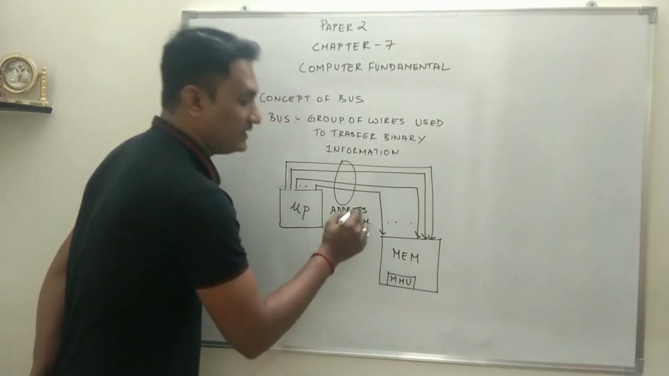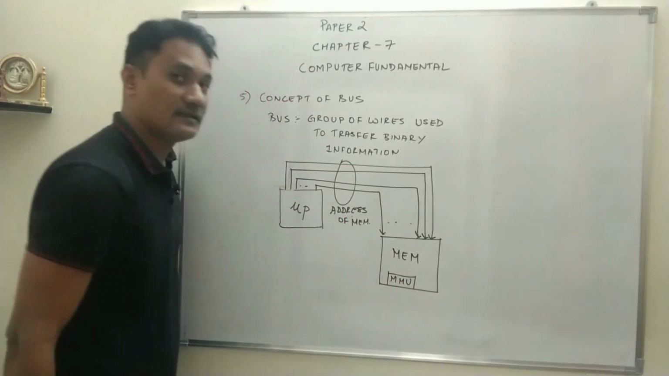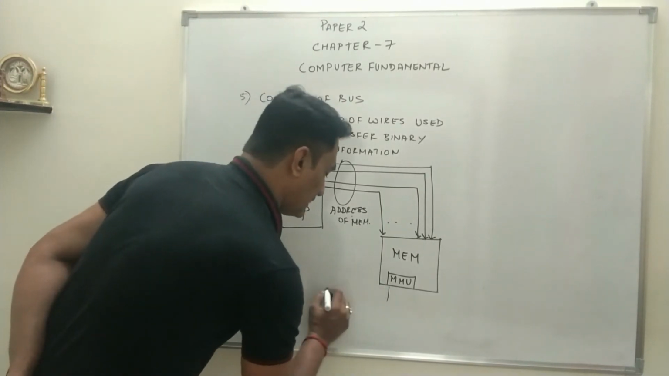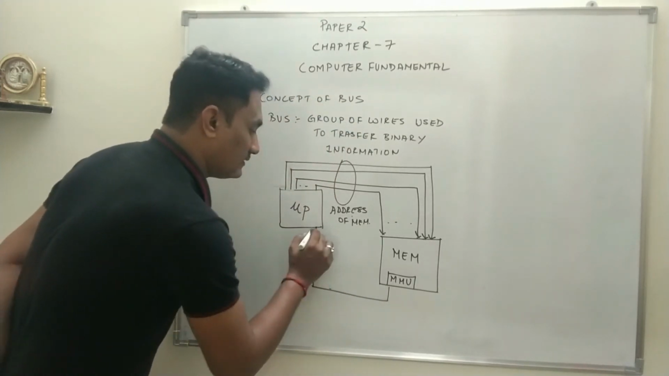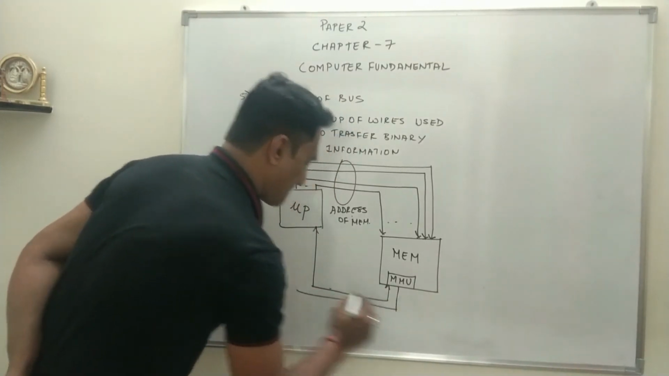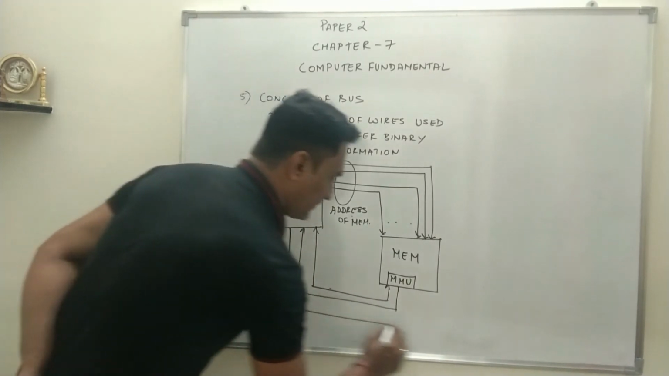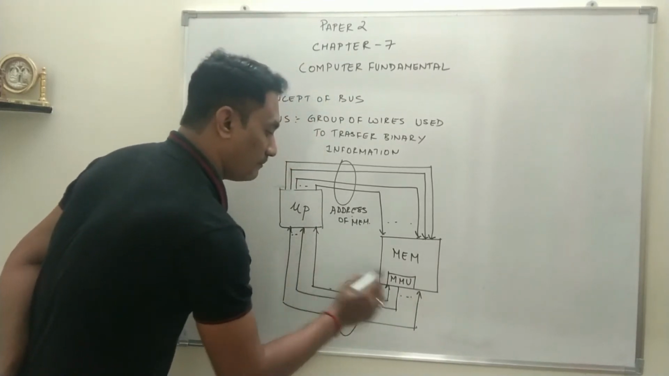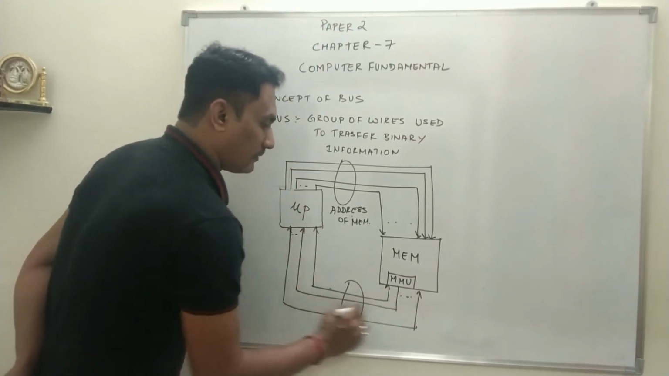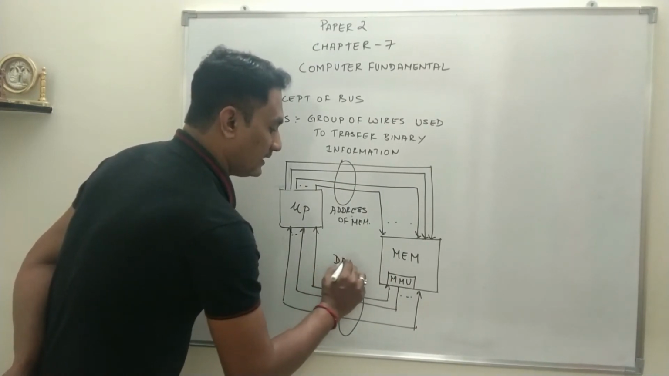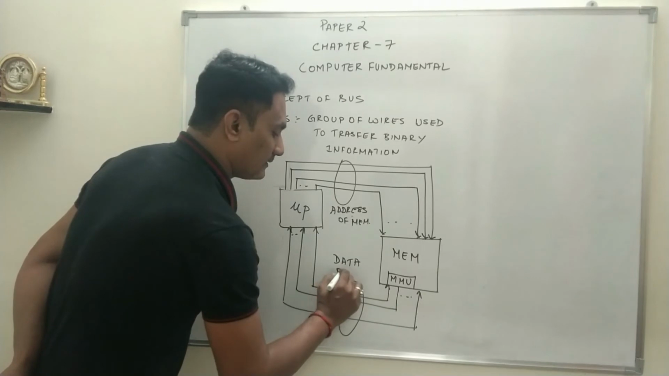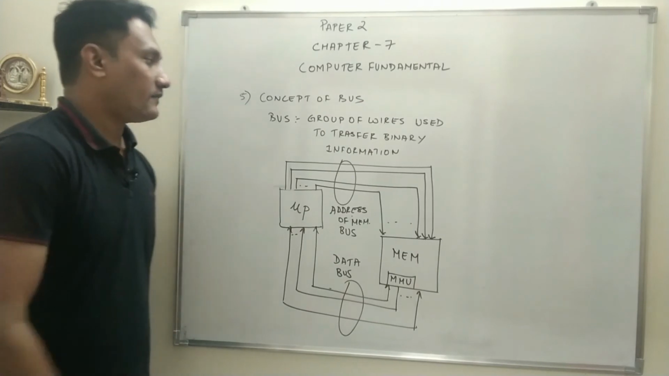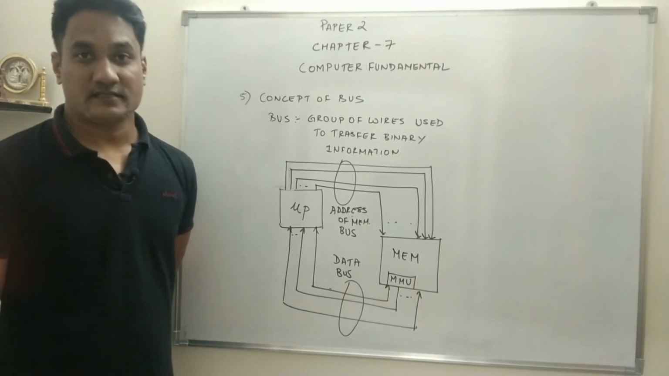The MMU reads this address, it will go to that address and retrieve the data which is stored in the memory. And then there is another group of wires which will transfer that information from memory to microprocessor or from microprocessor to memory, called as data bus. This is called as address bus. So there are three types of bus: address bus, data bus and control bus.